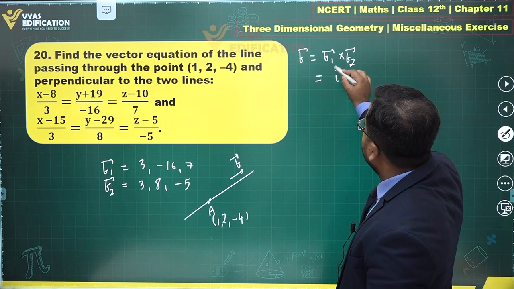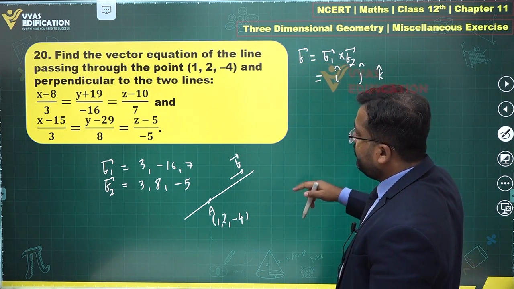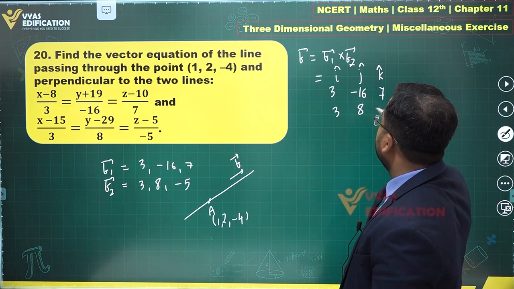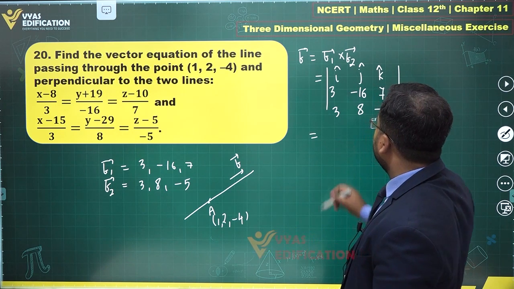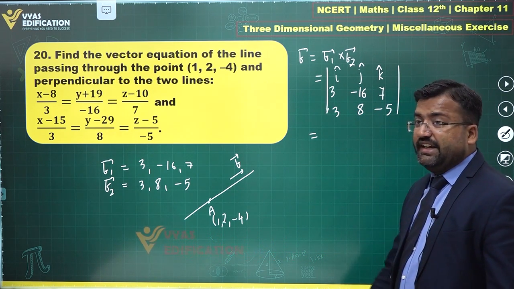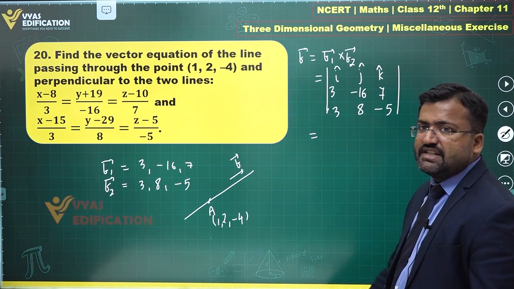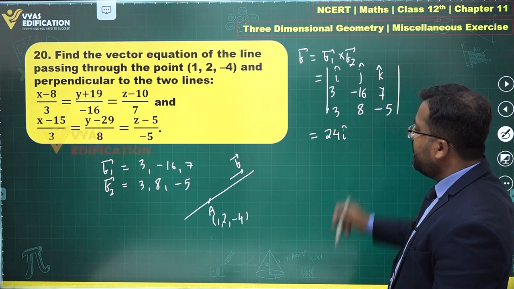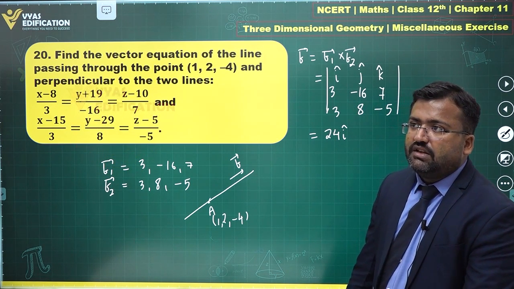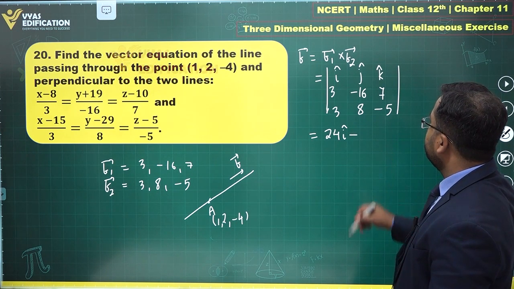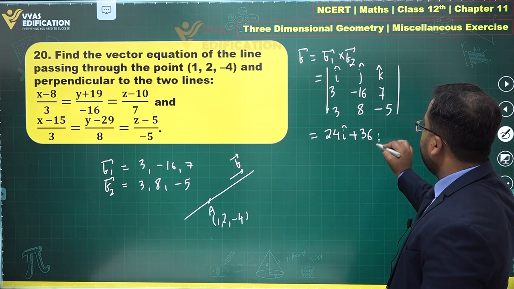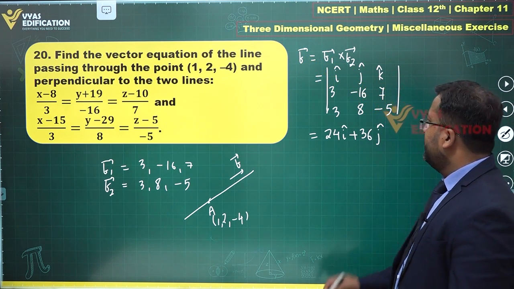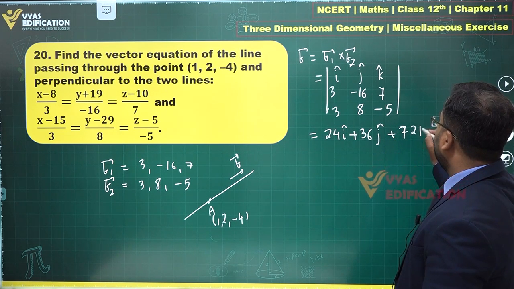And what does that give me? I cap, J cap, K cap, and you have 3, minus 16, 7, and 3, 8, minus 5. This will give me the B vector. That is 16 times 5, which is 80, plus 56... 80 plus 56 is... I cap component 24 I cap. Then with J cap you have minus 15 minus 21, which is plus 36, this is what you get. And with K cap you have 8 times 3 is 24 plus 48, which is 72 K cap.